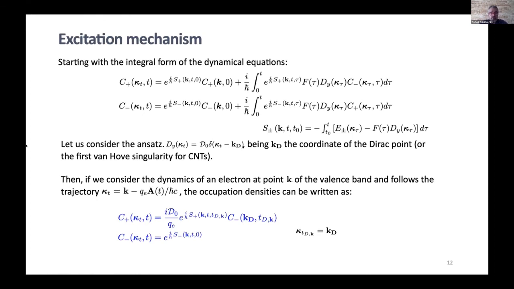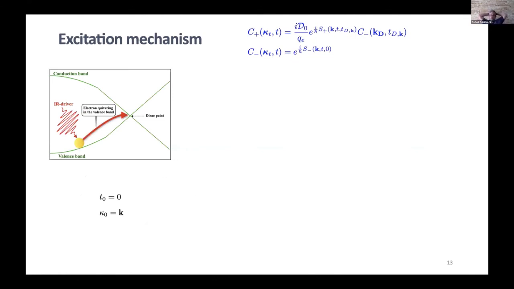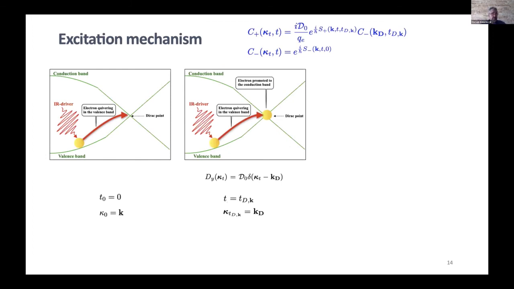And now, due to the singular behavior of the matrix element in the vicinity of the Dirac points, or the first Van Hove singularities in the case of nanotubes, we consider D as an impulse function. This ansatz lets us write the probability coefficients in a much simpler form. And the interpretation of these expressions is straightforward. When the interaction begins, the electron starts quivering in the valence band, following the trajectory defined by the kinetic quasi-momentum. Eventually, the electron reaches the Dirac point and is promoted to the conduction band, leaving a hole.